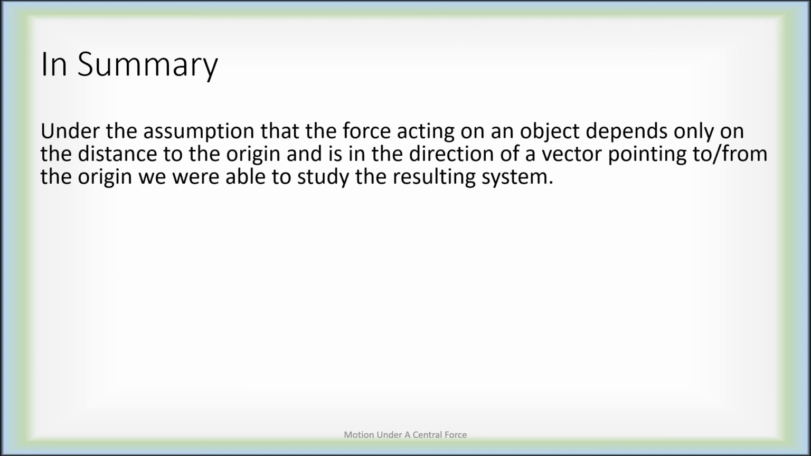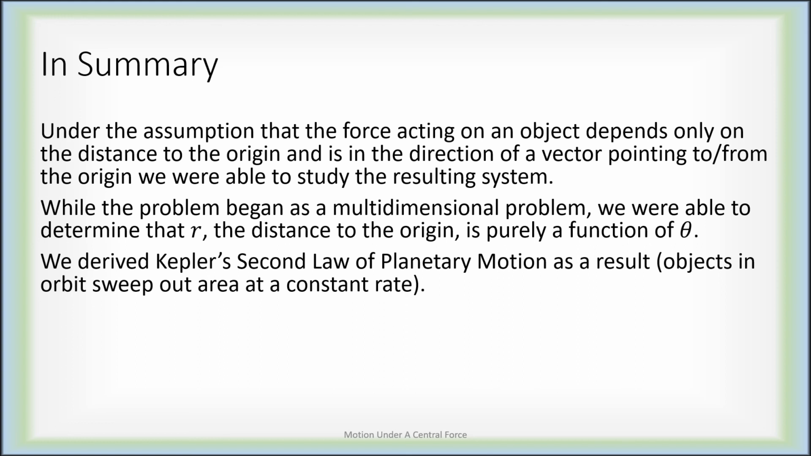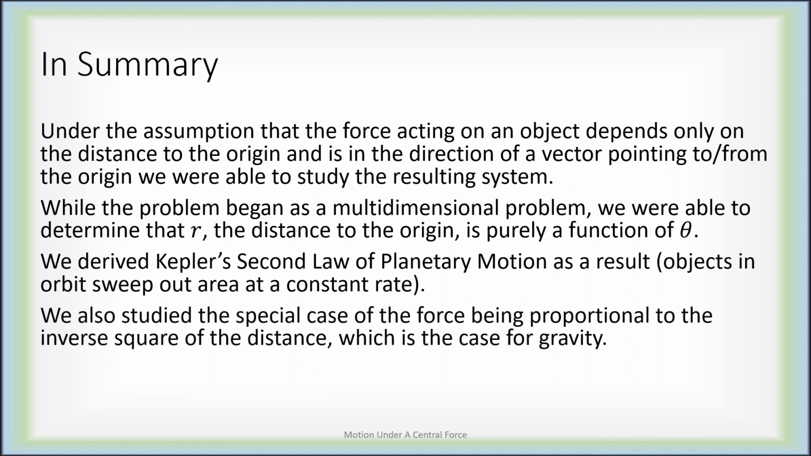Overall, what have we done? Under the assumption that the force acting on an object depends only on the distance to the origin, and that force is always in a direction directly towards or away from the origin, we can study the resulting system of motion. The problem began in several dimensions. We had x's and y's as a function of t. However, we were able to determine with these simplifying assumptions that r, the distance to the origin, is purely a function of theta, the angle in polar coordinates. We were able to derive Kepler's second law of planetary motion. Objects in orbit sweep out areas at a constant rate. We also studied the special case of the force being proportional to the inverse square of the distance, which is a realistic model for gravity.